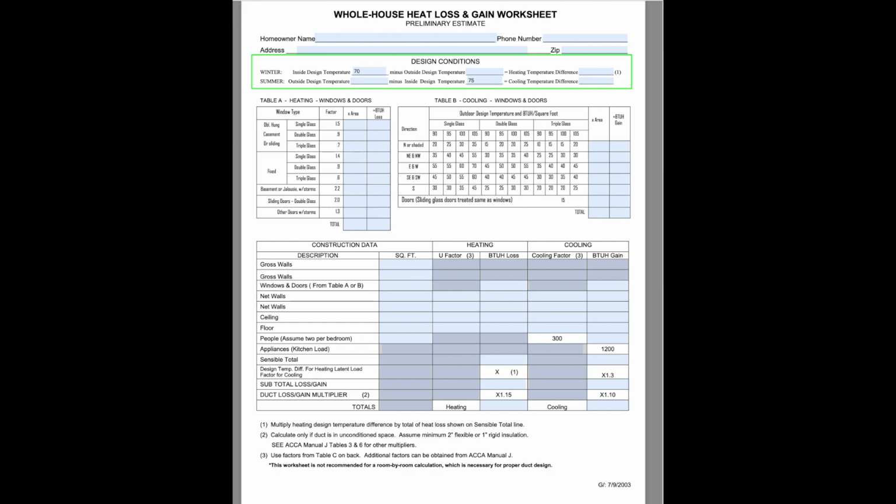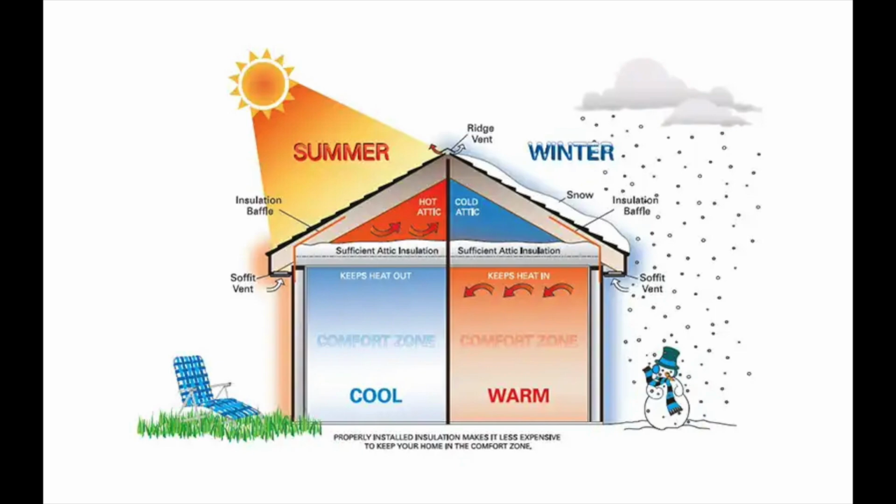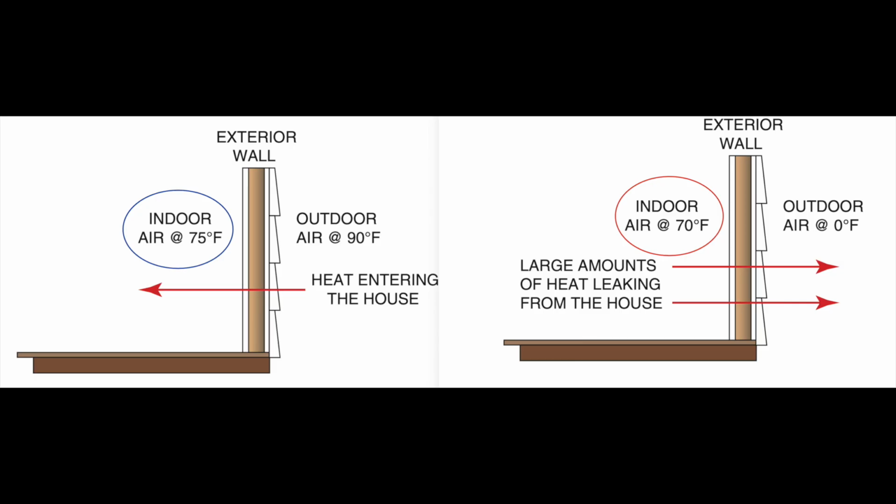So here's the big picture. Outside design conditions set the load on the house, where the heat is trying to get into the home in the summer. It's where the heat from inside the home is leaving the house in the winter. Going back to heat will always travel from a warmer place to a colder place. That's going to be the temperature difference taking place between the inside of the home and the outside of the home. The inside design conditions set the target. In other words, we are trying to meet that temperature inside the home.